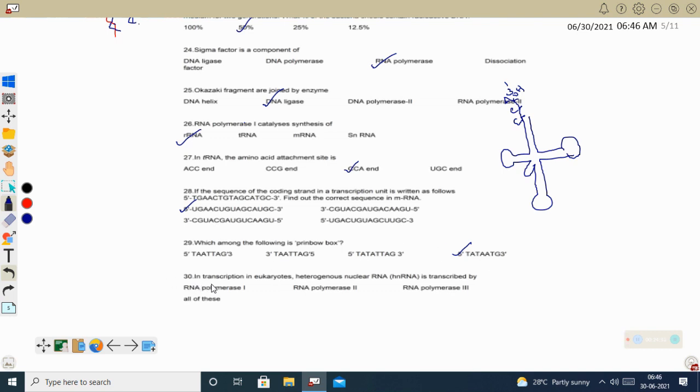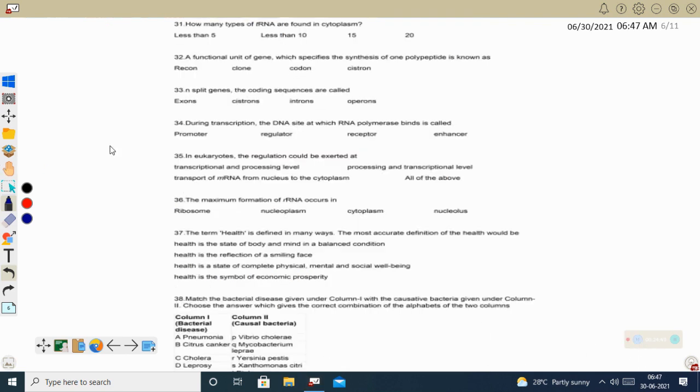Next question, in transcription in eukaryotes, heterogeneous nuclear RNA, hnRNA, is transcribed by, we said already, hnRNA is transcribed by RNA polymerase 2. Next question, how many types of tRNAs are found in cytoplasm? We know a total of 20 tRNAs are there, representing 20 amino acids.